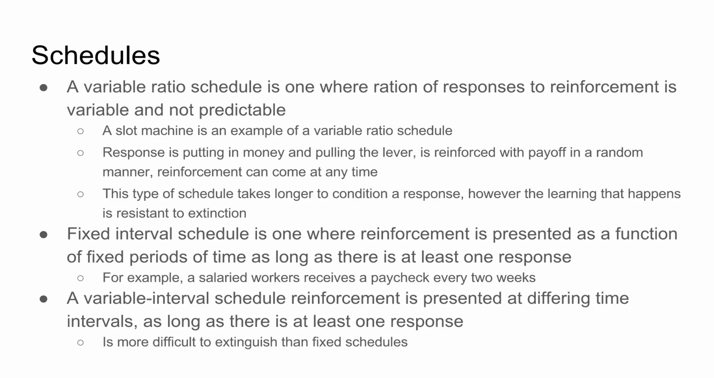hour, I'll get food. A variable interval schedule: reinforcement is presented at differing time intervals as long as there's at least one response. Again, same idea as a variable ratio schedule, but we're using time, right? So maybe you get a paycheck once a week, maybe once a month, maybe every other week. It just shows up kind of randomly. It's at different times. The same thing with the rat. As long as the rat is pressing the lever at least once in a given time, it gets something. And that time may be 30 minutes, it may be 15 minutes, it may be an hour. It could all switch, and they don't know.